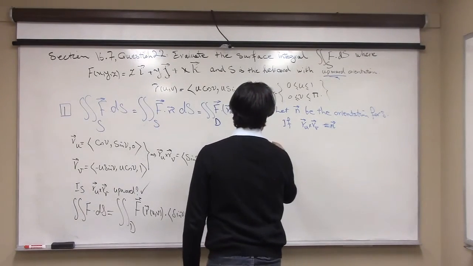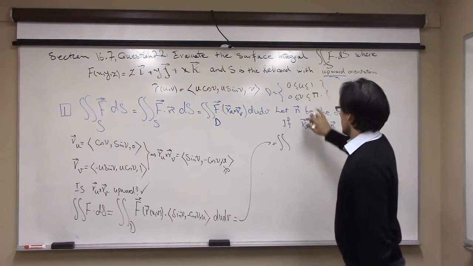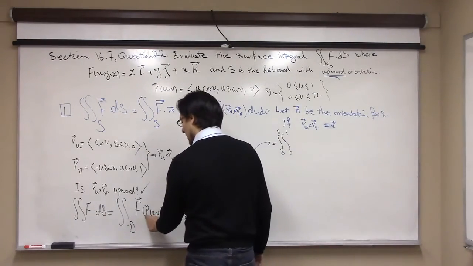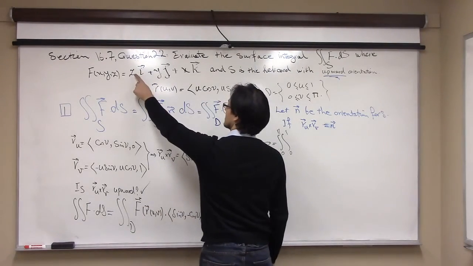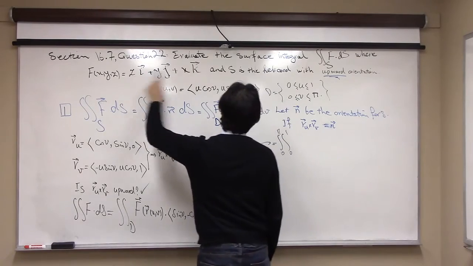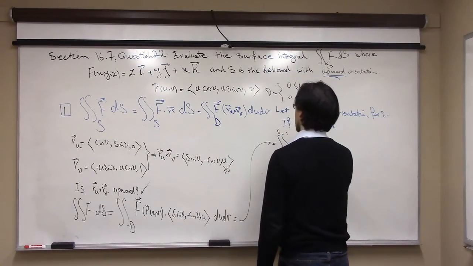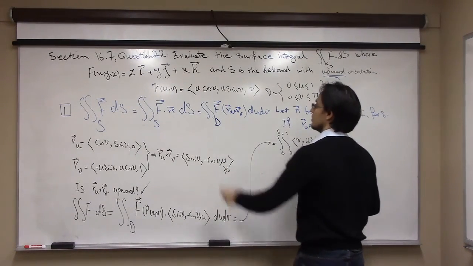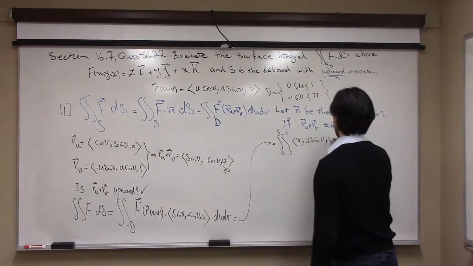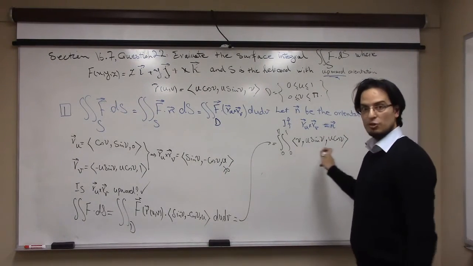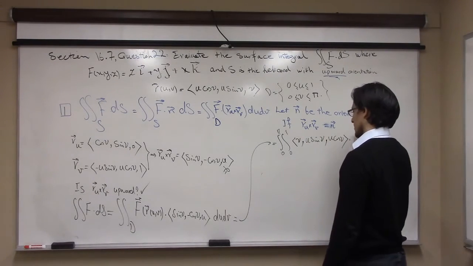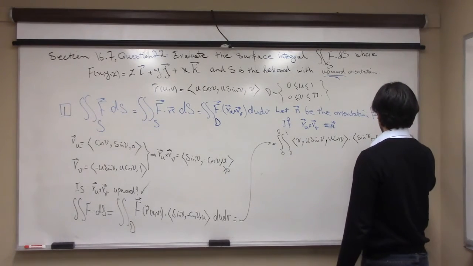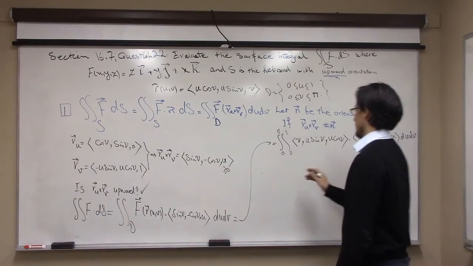Let me simplify this. The region goes from 0 to 1 and 0 to pi. Plug in your parameters in your function. What does it mean? For z, you plug in v. For y, you plug in u sine v. And for x, you plug in u cosine v. That's my vector field written in these parameters, dot producted with sine v, minus cosine v, u, du dv.